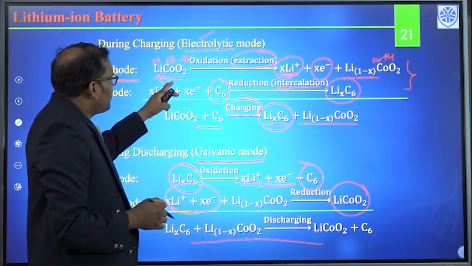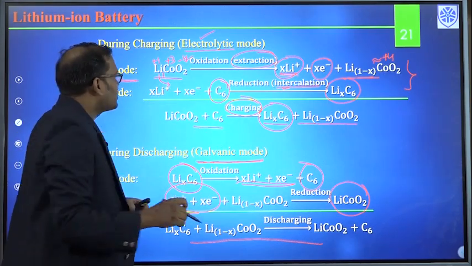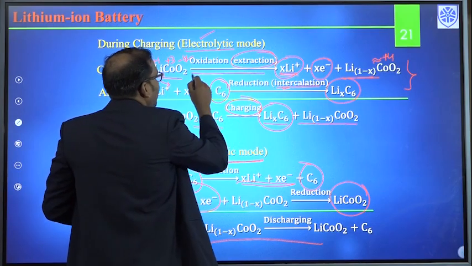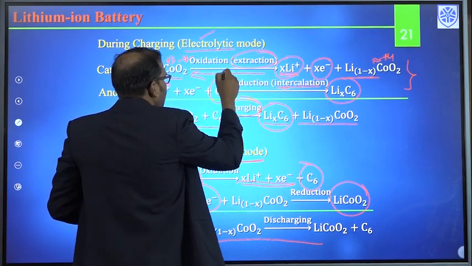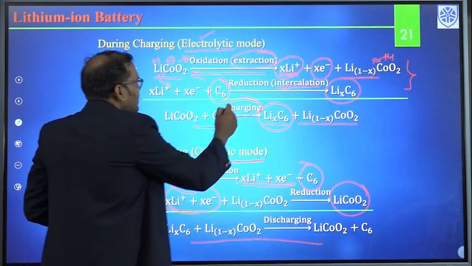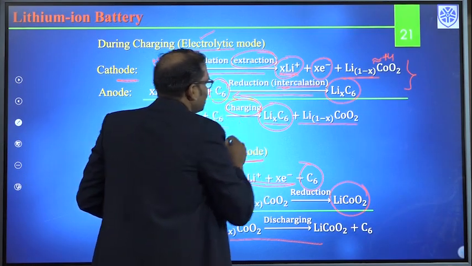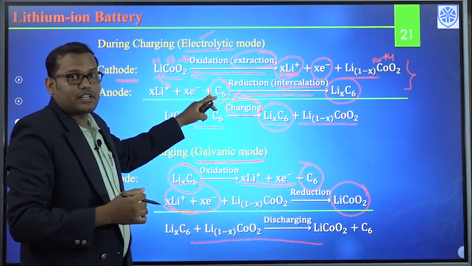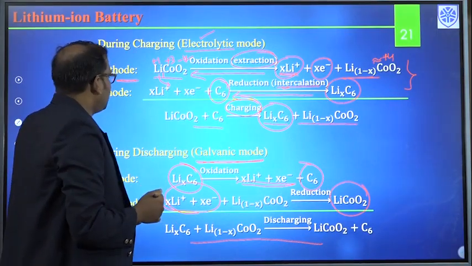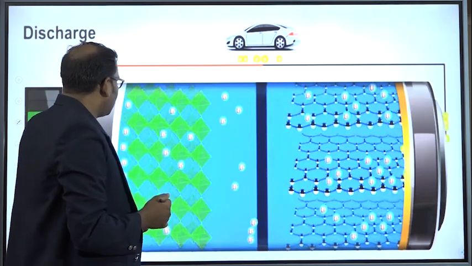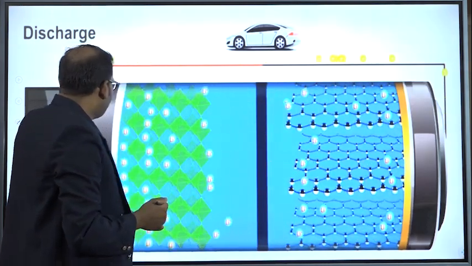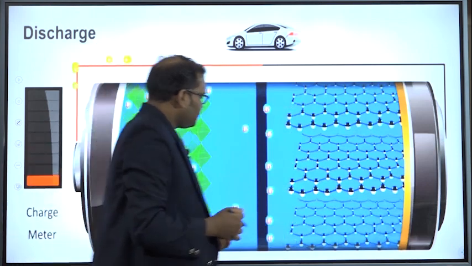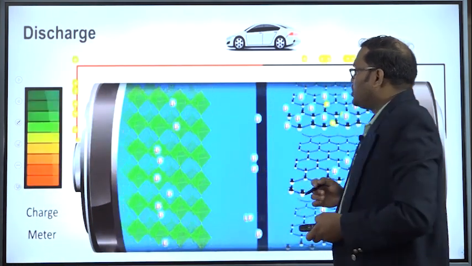You can write this reaction in one way by just keeping a double arrow, where this is oxidation and this is reduction, and again this is reduction and this is oxidation. You can write this form, or you can write it in this way, for better understanding. So let us see what is happening exactly. This is a schematic or animation video showing what is happening during discharging.